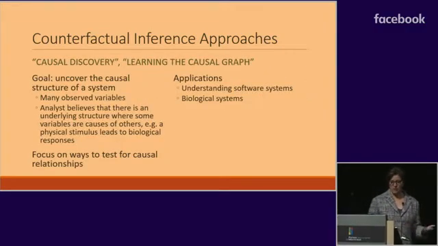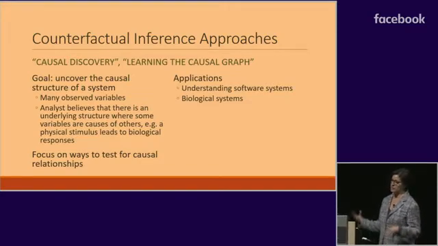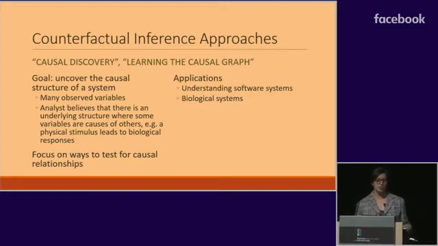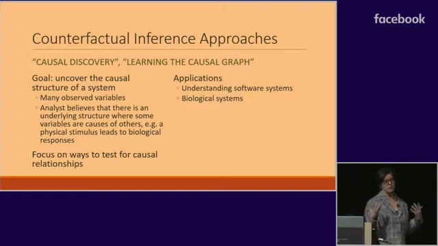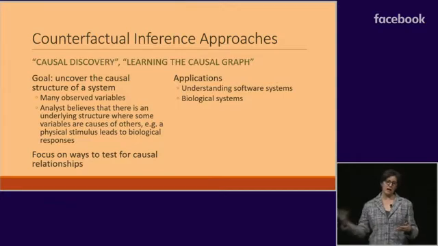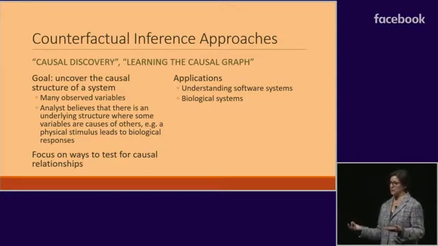So another type of counterfactual inference, causal discovery or learning the causal graph, is about uncovering the causal nature of a system. And this is mostly attributed to Judea Pearl. This is often what machine learning people think of when I say I'm working on causal inference. This has actually not been the main focus of economics, often because in economics, we're just answering a much more simple question.